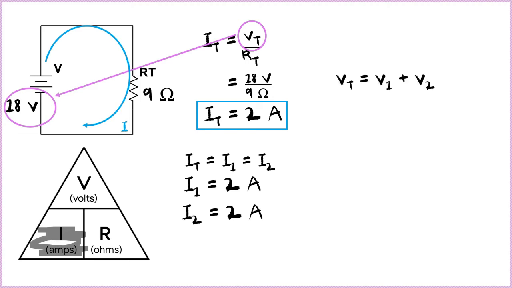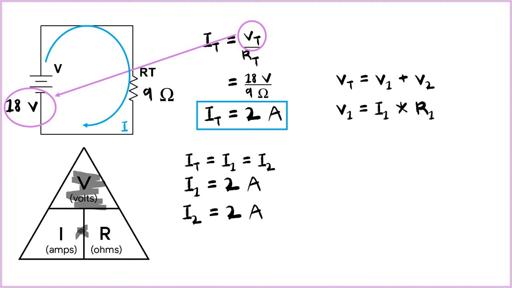Now our total voltage is equal to V1 plus V2. And yet we only have Vt as 18 volts, and we do not know the value of V1 and we do not know the value of V2. So we will be using again our Ohm's law. We cover our voltage, so we get the formula I times R.